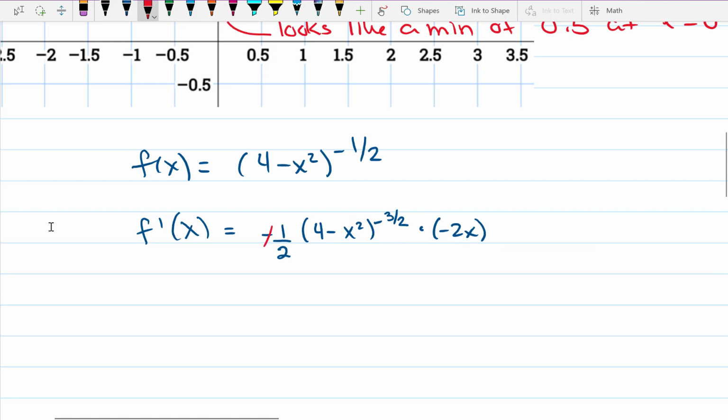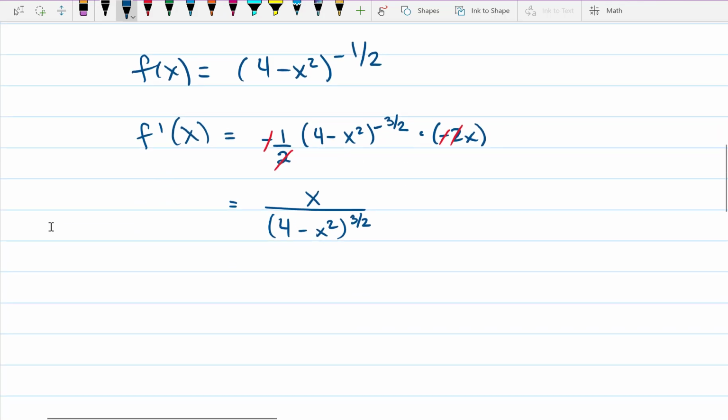So my negatives are going to cancel off, and my 2's are going to cancel off. And we're going to get that this is equal to x divided by (4 minus x squared) to the 3/2. So what we need to do now is set this equal to 0 and solve. So you get that x is equal to 0. So this right here is a critical point.